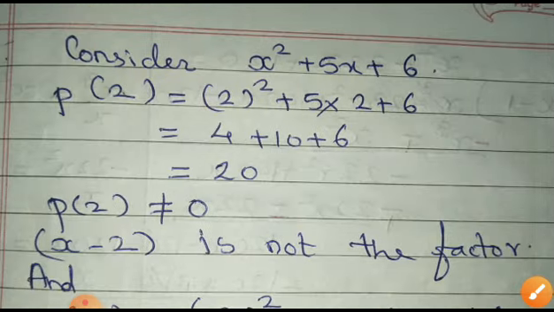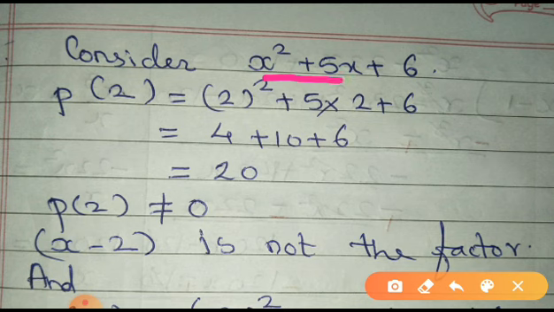I have taken an example. Suppose the given polynomial is x square plus 5x plus 6. Now we know the zeros of the polynomial. Zeros of the polynomial means what? If p of a is equal to 0, I can say that a is a zero of the given polynomial. So I have found the value of p of 2. To calculate p of 2, wherever there is x, just substitute the value 2. After simplifying, I got the answer as 20.